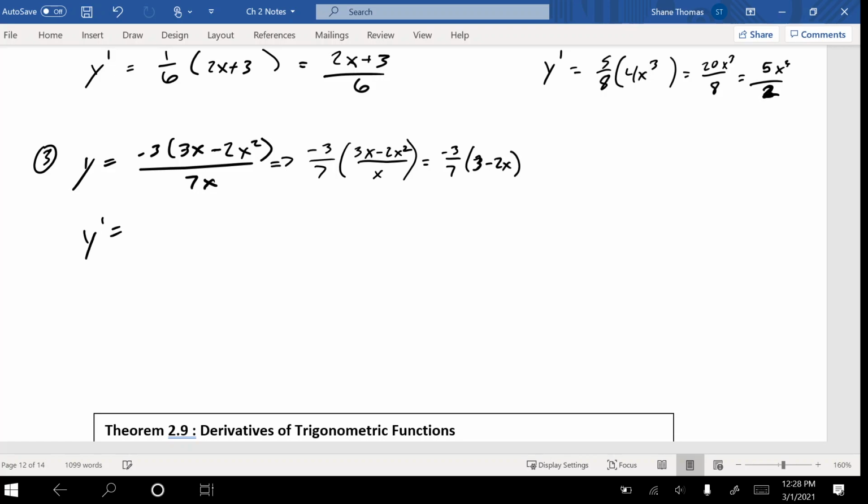Now, y prime is going to be the number I pulled out. What's the derivative of 3 minus 2x? Negative 2. All right, so this is just going to be what then? Positive 6 over 7. There you go.